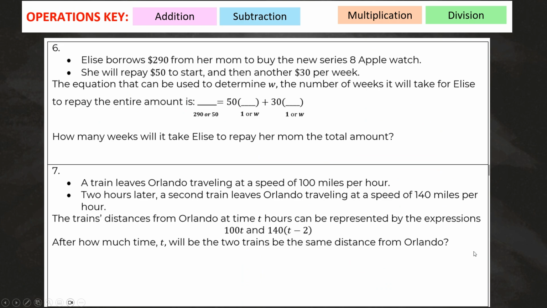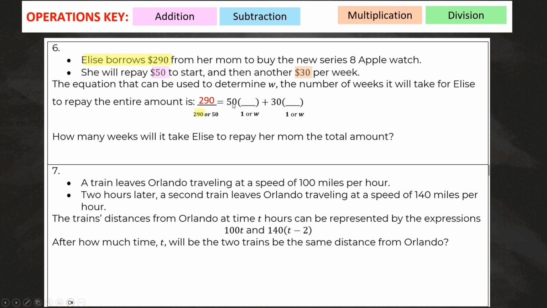All right, question number 6. Elise borrows $290 from her mom to buy the new Series 8 Apple Watch. She will repay $50 to start, and then another $30 per week. The equation can be used to determine W, the number of weeks it will take for Elise to repay the entire amount. So she borrowed $290. So to fill in this blank here, I would use the $290 because that's how much she's going to have to pay her mom back.